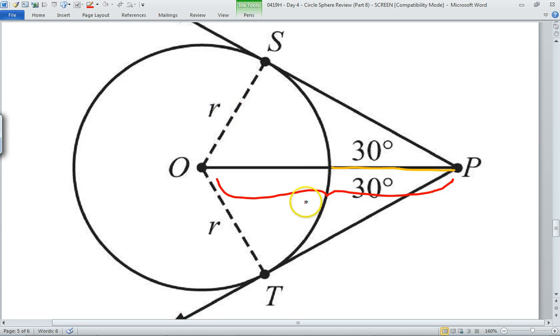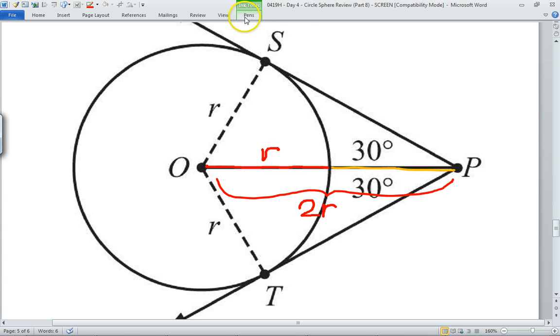Okay, r is the short leg, so the hypotenuse is going to be 2r. Now, again, since this is a radius, this is another radius right here that I've just drawn in red. That's another radius, so I could call that r.